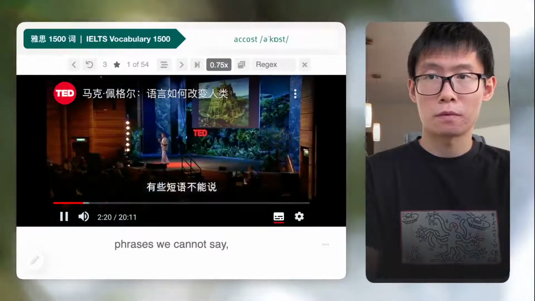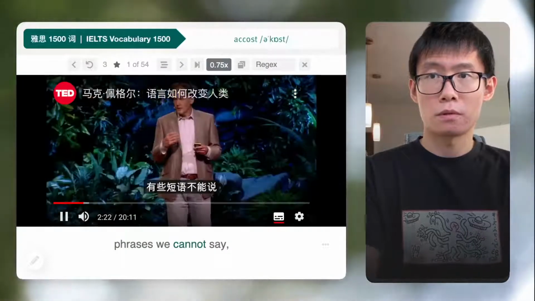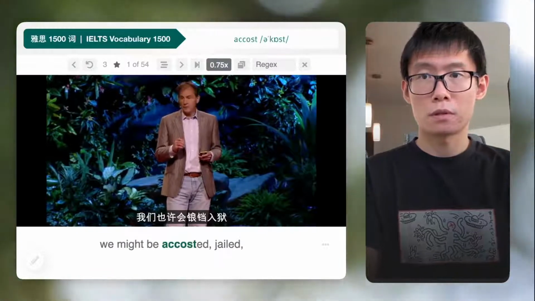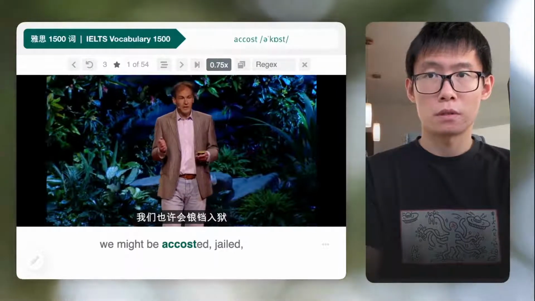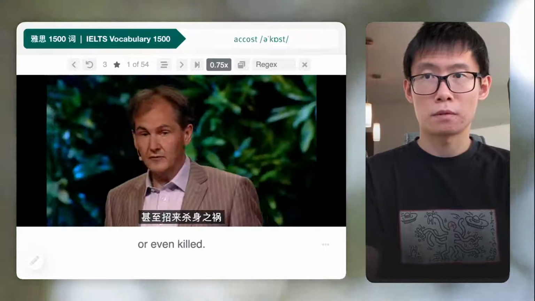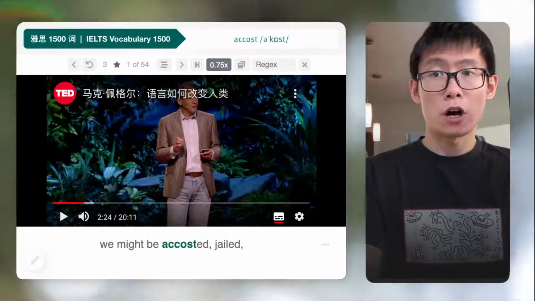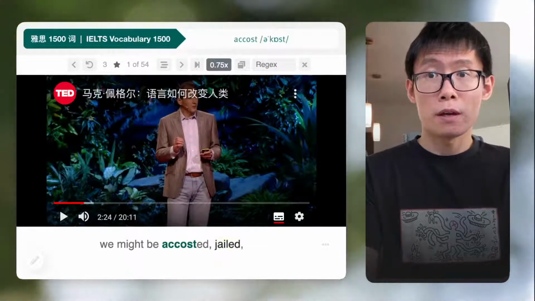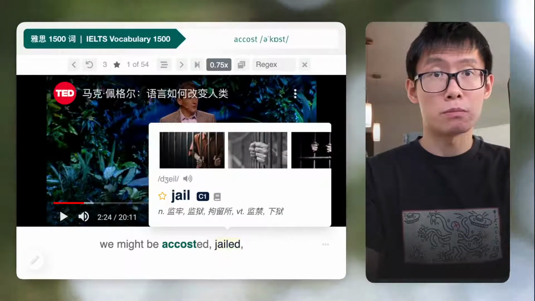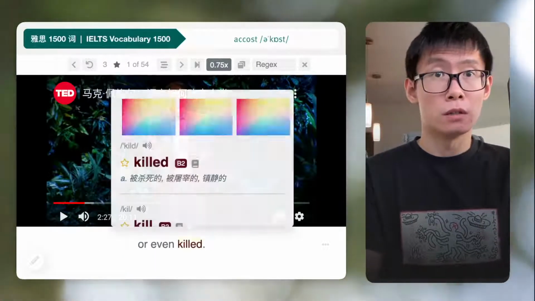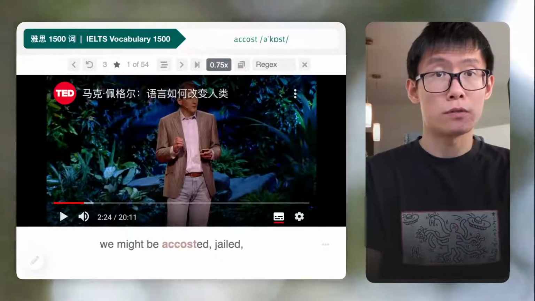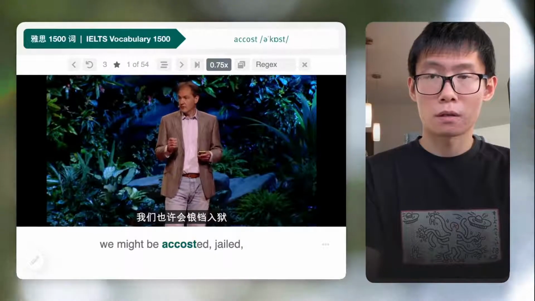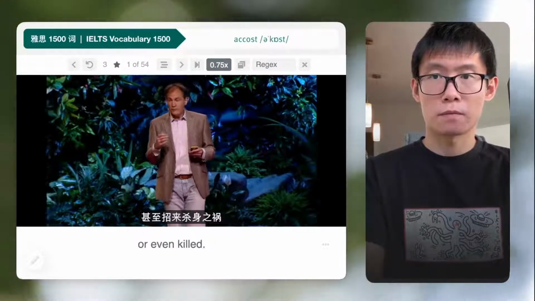So words we cannot use, phrases we cannot say, because if we do so, we might be accosted, jailed, or even killed. Right. We might be accosted, that is by the police or the due authority, and jailed, we might be put into prison, or even killed, right? Or like George Floyd. We might be accosted, jailed, or even killed.